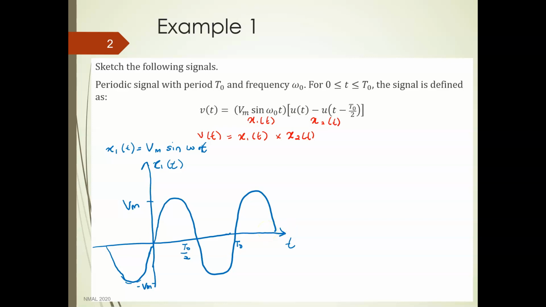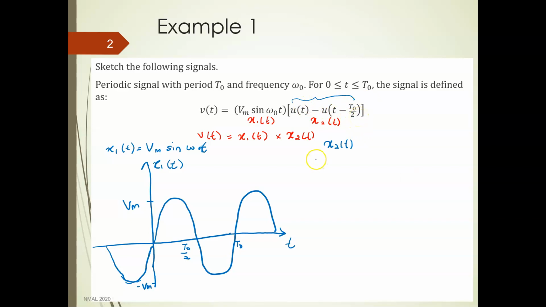And then we sketch x2t completely. For x2t, it is basically a unit step function minus another unit step function. So every time you see this, bear in mind this is actually a rectangular signal. So how? Let us plot this x2t signal, which is ut minus ut minus t0 over 2.